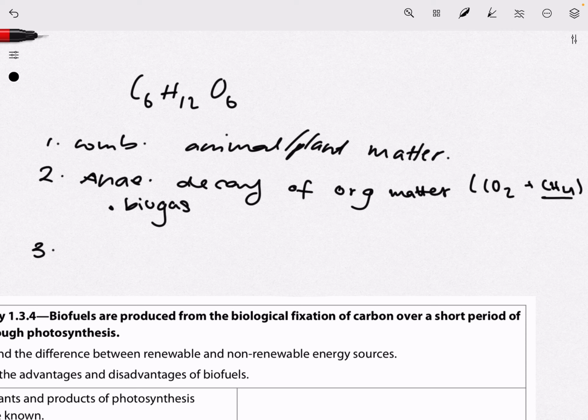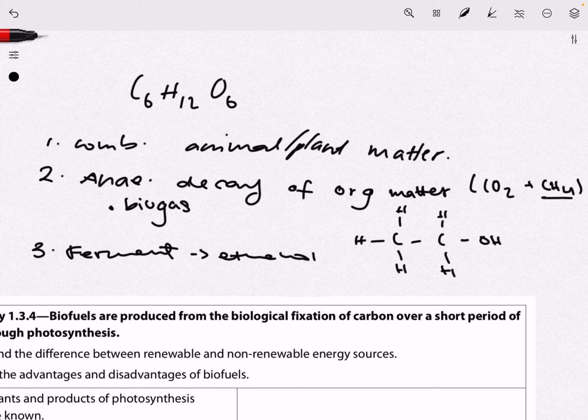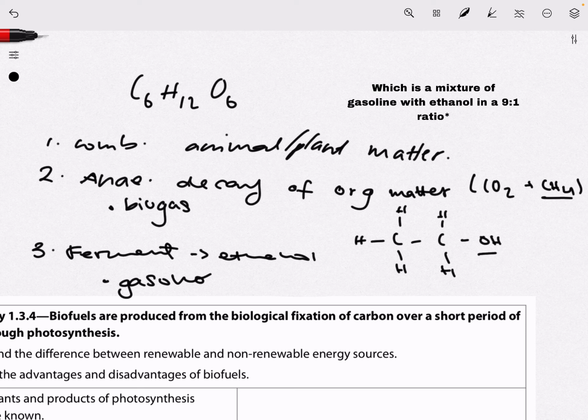And lastly, we have fermentation. So fermentation will lead to the formation of ethanol, something that, as we know, looks a little bit like this. And this hydrocarbon is an alcohol due to its hydroxyl group over there at the end. And from this fermentation, we can also get ethanol in the form of gasohol, which can be used as a form of gasoline.